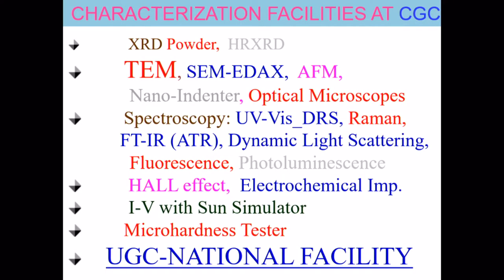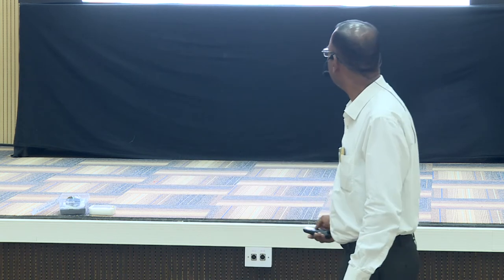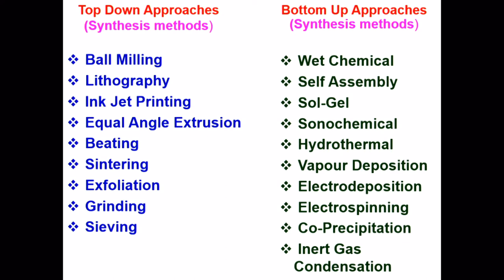We are directly supported by UGC under the UGC National Facility Scheme, wherein any researcher can write a proposal to us. Based on the proposal, we can invite you and provide all the facilities without any cost. If you are not coming under this facility, you may have to pay nominal charges to carry out all these characterization analyses. And with respect to nano, these are some of the processes we have at the Crystal Growth Center for top-down approaches as well as bottom-up approaches.